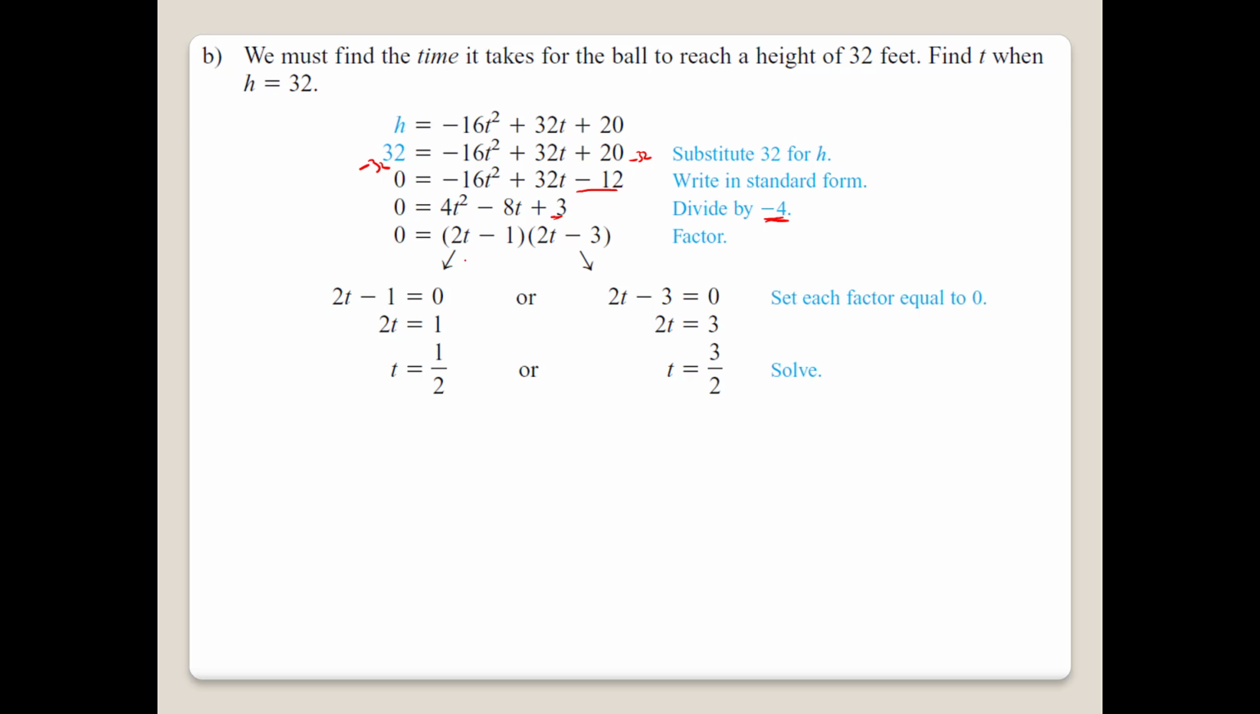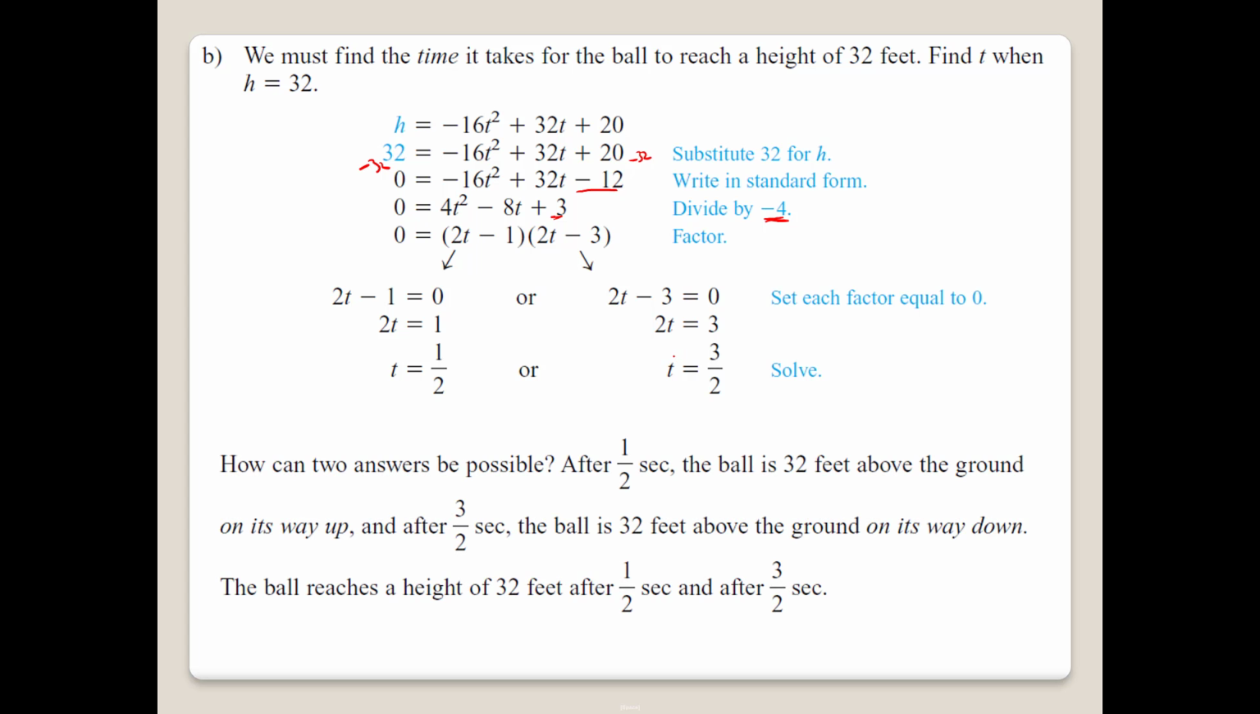So now we're able to set those two factors to 0. You have 2t minus 1 equals 0, and you solve for t. You came up with t equals 1/2. Or over here on this side, we have 2t minus 3 equals 0, in which case we came up with t equaling 3/2. So how can two answers be possible? After 1/2 of a second, the ball is 32 feet above the ground on its way up. And after 3/2 seconds, the ball is 32 feet above the ground on its way down.